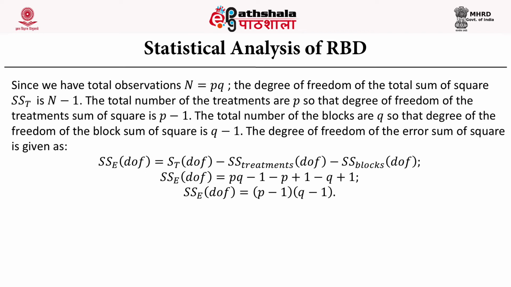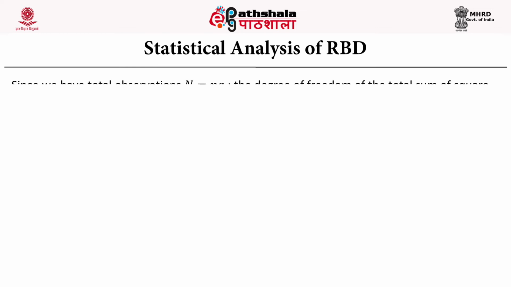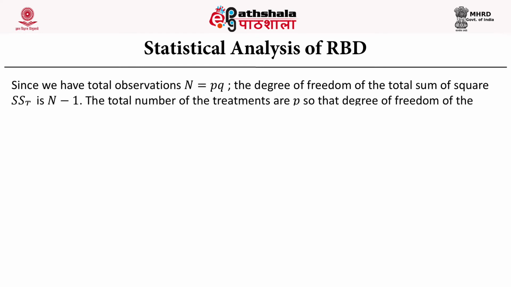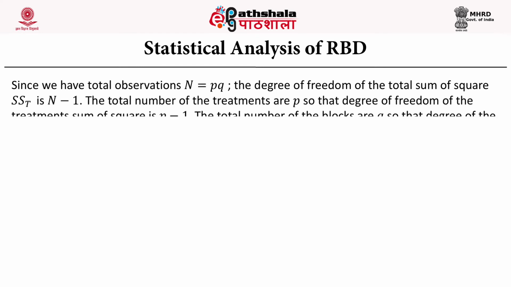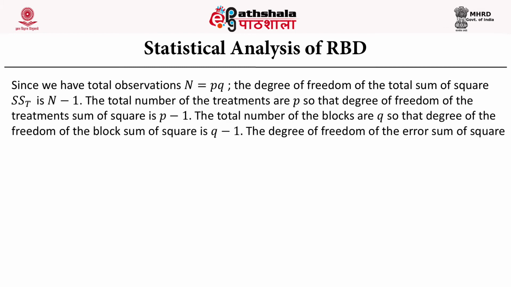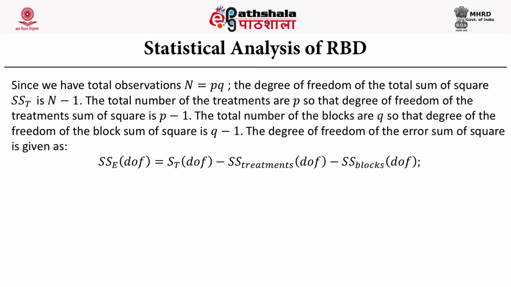So we can write total sum of square is equal to sum of square due to treatment plus sum of square of blocks and sum of square of error. Since we have total observations capital N equal to PQ, the degree of freedom of the total sum of square is N minus 1. The total number of treatments is P, so the degree of freedom of the treatment sum of square is P minus 1. The total number of blocks is Q, so the degree of freedom of the block sum of square is Q minus 1.